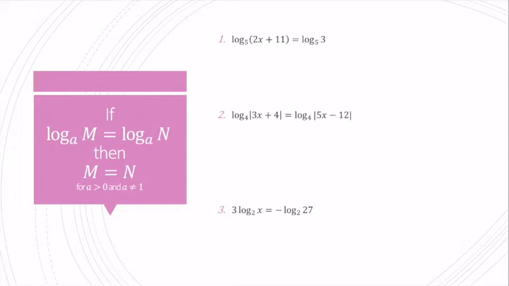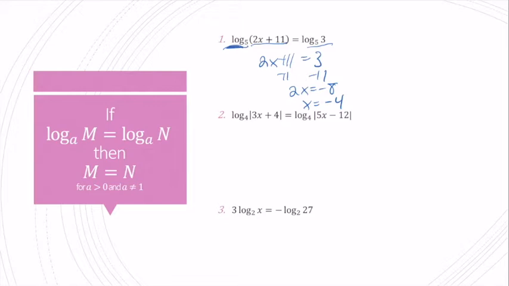Another logarithm rule that we have is log base a of m equals log base a of n. If I have that, then m equals n. So here I have log base 5 of 2x plus 11 equals log base 5 of 3. That means that 2x plus 11 equals 3. So I can go ahead and solve for x, right? This is a lot easier than having to deal with logarithms. I'm going to go ahead and subtract 11 from both sides. I get 2x equals negative 8. So x is going to be negative 4.